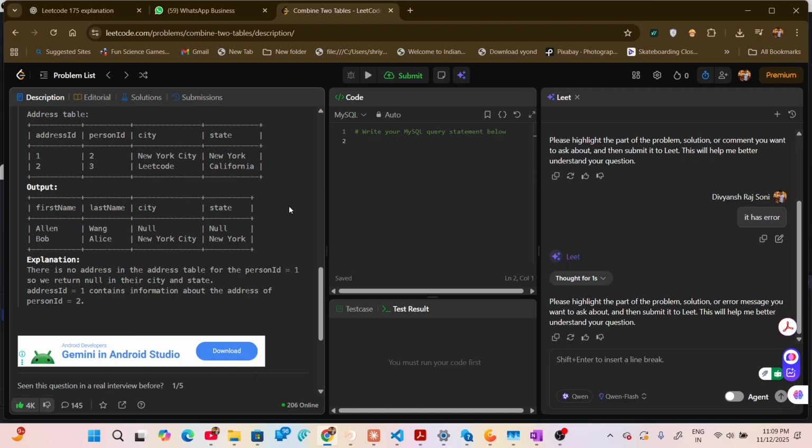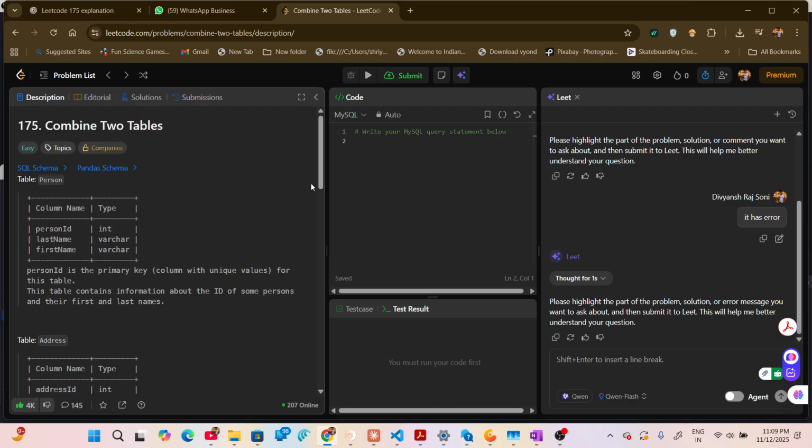Today we are going to learn about the Leetcode problem, Leetcode number 175. It is a MySQL problem. Okay, SQL problem. So over here, first we have to read the problem statement. The table is given to us with the name Person, and another table with the name Address.